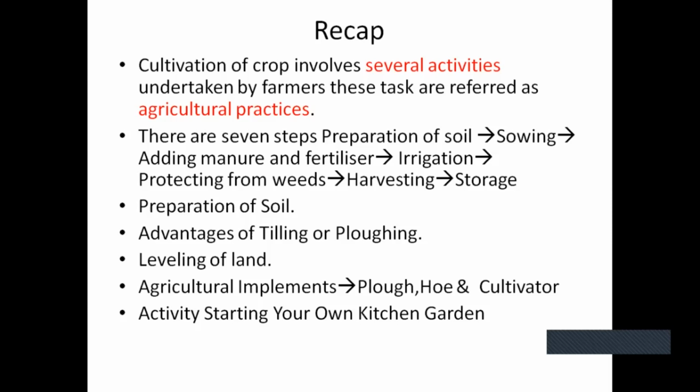Next is protecting the plants from the weeds, right? That unwanted plants are to be removed. Next is harvesting, in which the crop is harvested, and the last step is storage. So these are the 7 steps that the farmer follows in agriculture. These are called agriculture practices.